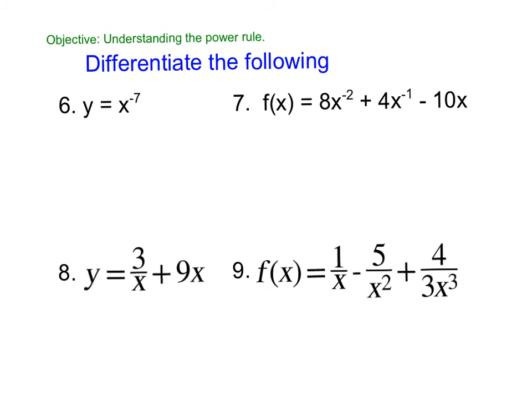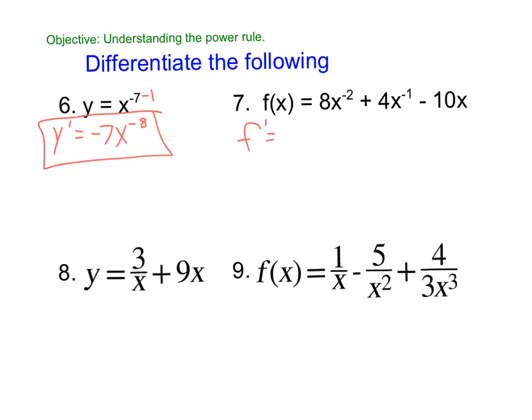Just be careful here because we're dealing with signed numbers now. So our rule is bring the exponent down front, -7 x, and then subtract the exponent by 1. But what's -7 minus 1? -8, and that is your answer. Okay.